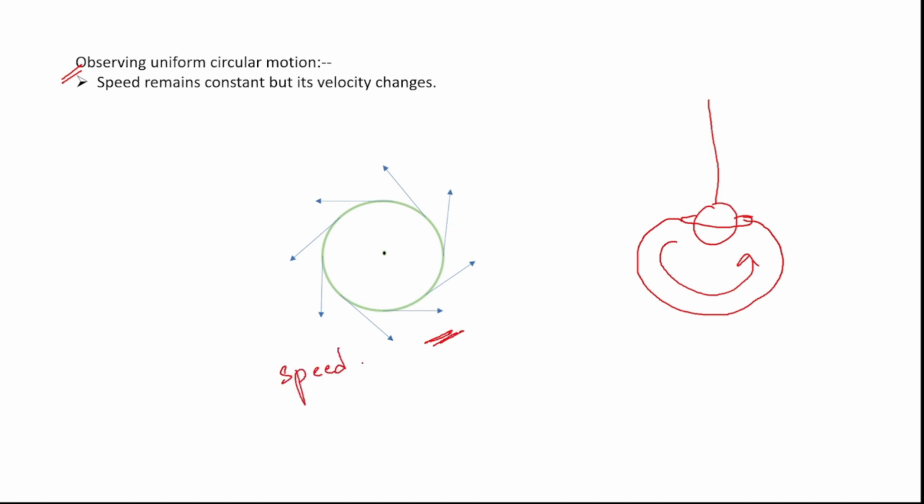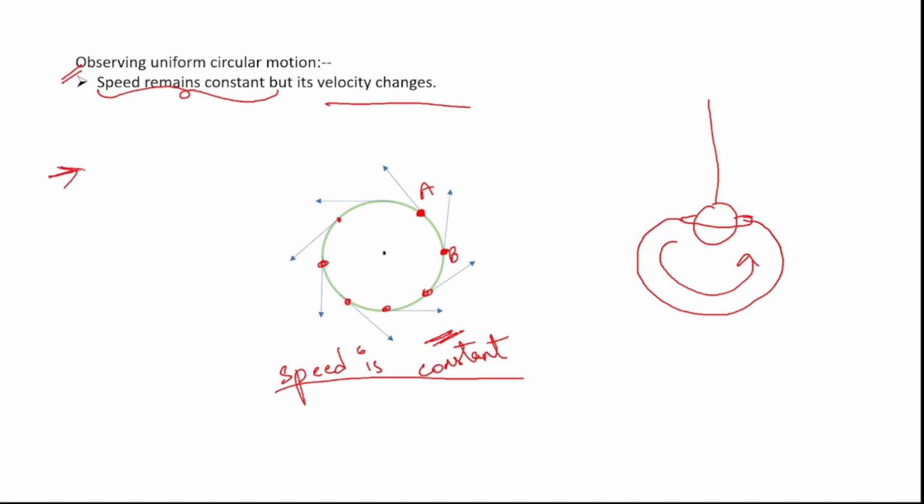Let us assume the speed is constant. So by seeing this circular path, we can easily say that the speed remains constant but its velocity changes. Let us say this is A. In this instant the velocity is different. Let us say this is B. In this instant the velocity is different. So at every instant the velocity is changing but the speed is remaining constant.